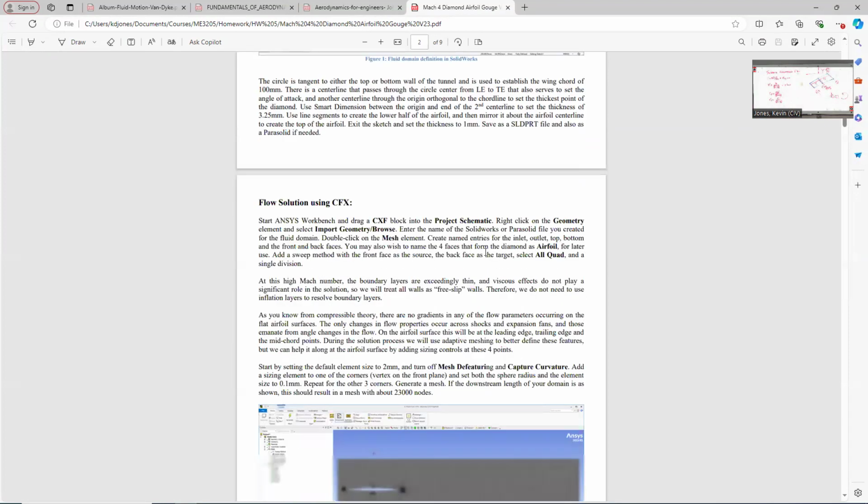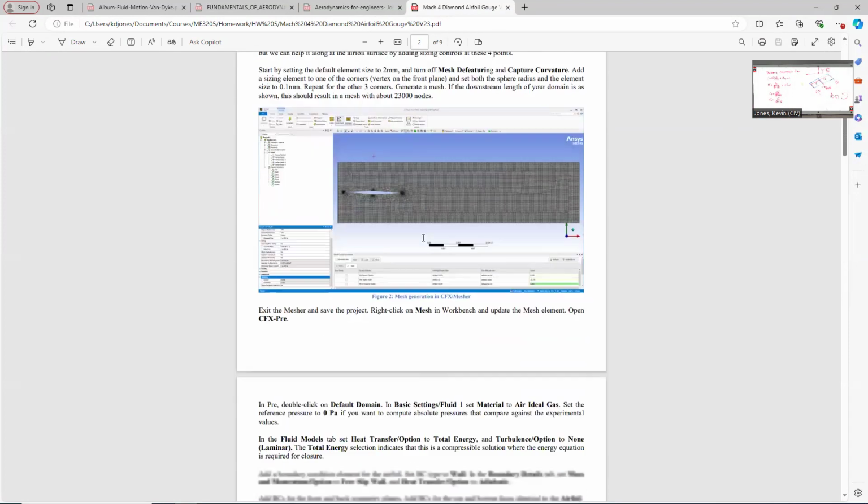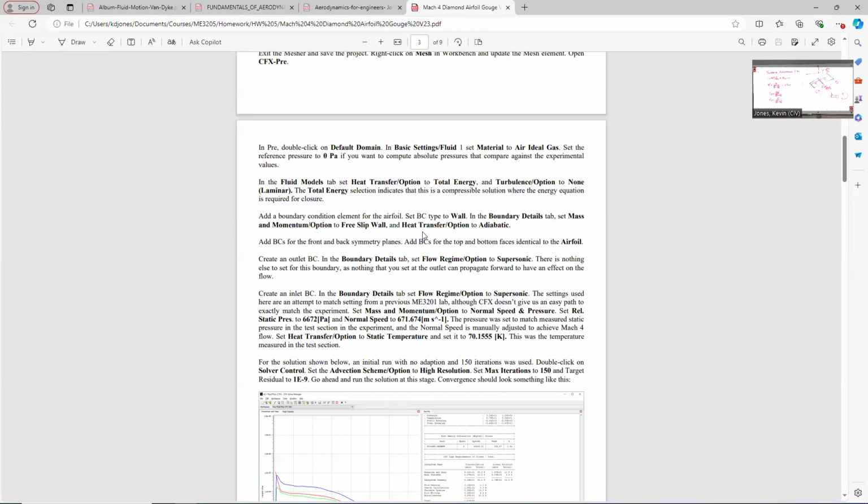But the few things that we'll have to remember, we do still need the 6672 pascals and the temperature of 70.15. I don't know how many people have gone through this yet, but this was kind of a fudged number. It's unmeasured. We didn't have a way to measure it in the tunnel. So this was kind of a hack, and then a bunch of iterations to try to achieve Mach 4. And if anyone's done it, turns out we don't quite get Mach 4.